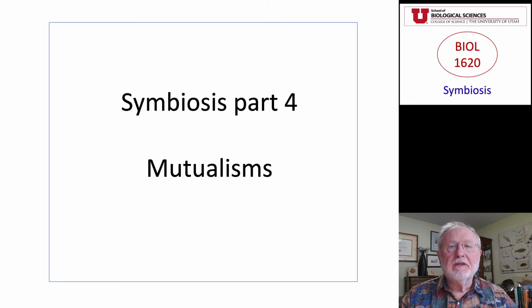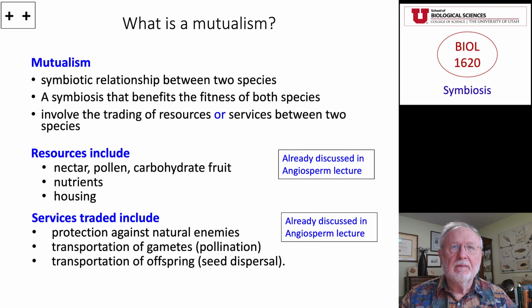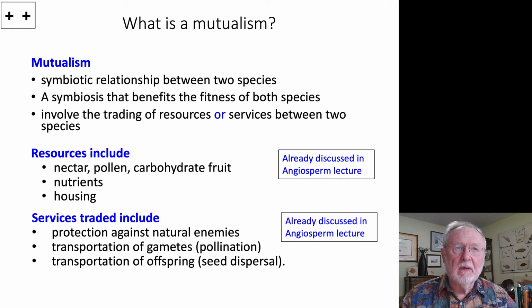Here in part 4, let's talk about mutualisms. So what is a mutualism? A mutualism is a symbiotic relationship between two species. It is a symbiosis that benefits the fitness of both species. And it involves the trading of resources or services between two species.